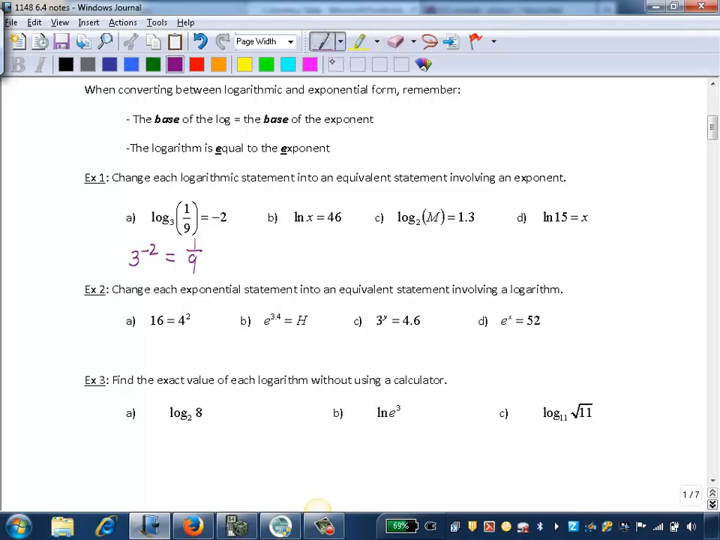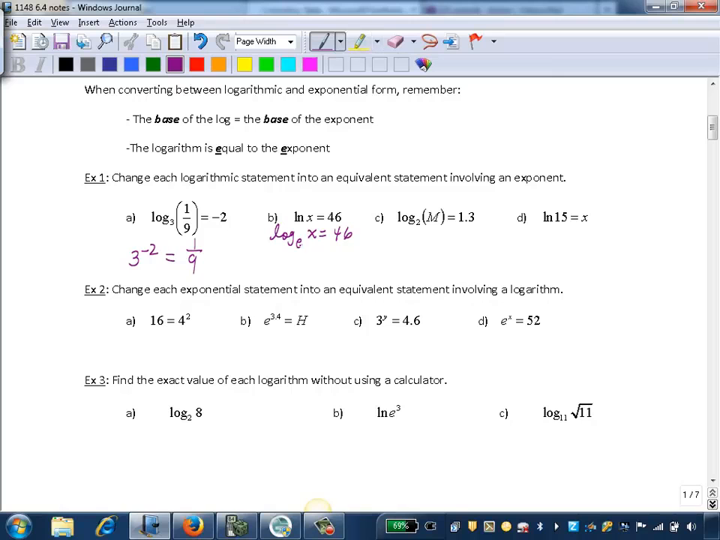All right, let's look at part B. We have natural log of x equals 46. So remember, natural log means log base e of x. And you don't have to write that step out when you're doing homework or on a quiz or a test, but it's not a bad idea to remind yourself here in the notes, and even on a quiz or a test, you can certainly write that down if you'd like.